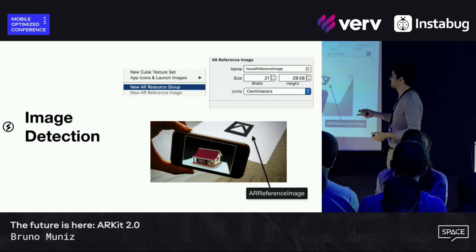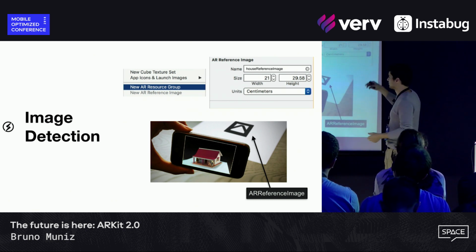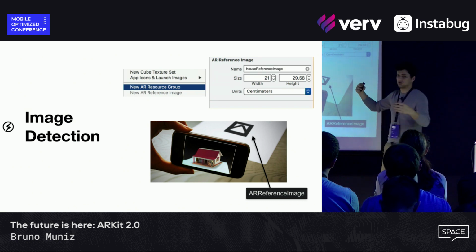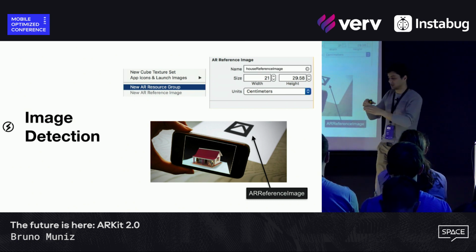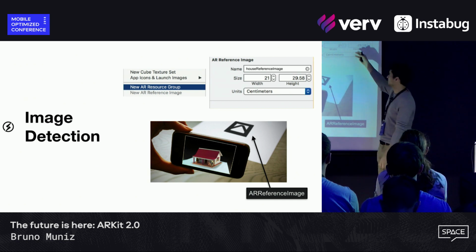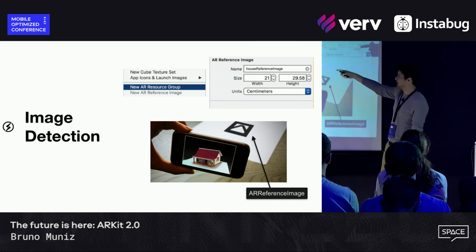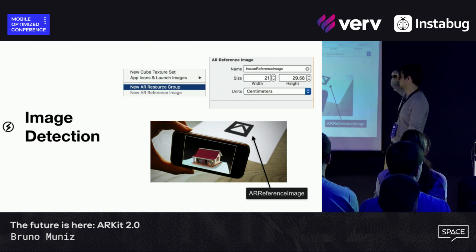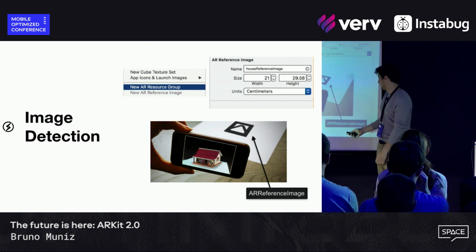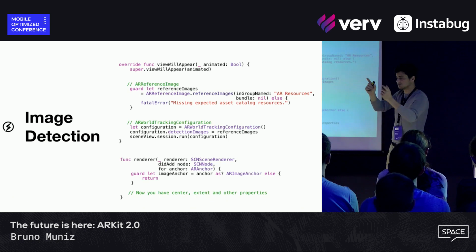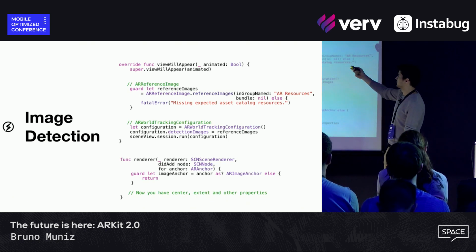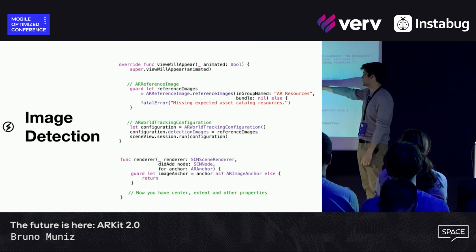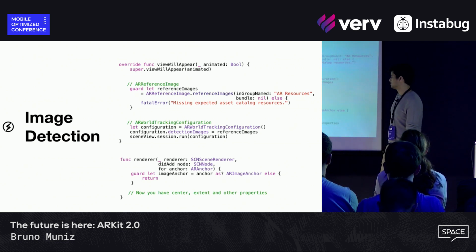To use image detection, all you have to do is drag and drop a resource image. So like, I don't know, I want to track the Oscar card. So you take a picture of the card and you set the dimensions in the real world. You create it on your asset AR resource group. And this is going to be your AR reference image. So the card, for example. And then all you have to do here is get the reference image, and then on the configuration you set detection images to the image that you wanted to track.